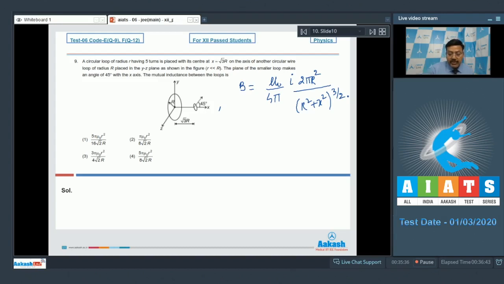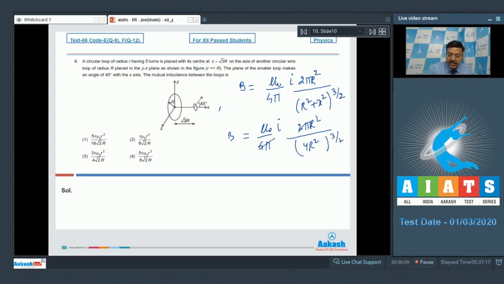So let's substitute those values and we find that the magnetic field B is coming out to be mu naught by 4 pi, and current I we are assuming is flowing in the loop of radius capital R. So the other term is 2 pi r square divided by, in the denominator, r square plus x square, and the value of x square is 3r square. So what we have in the denominator is 4r square raised to the power 3 by 2.